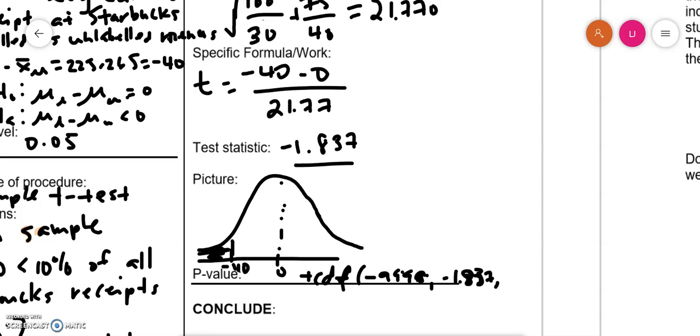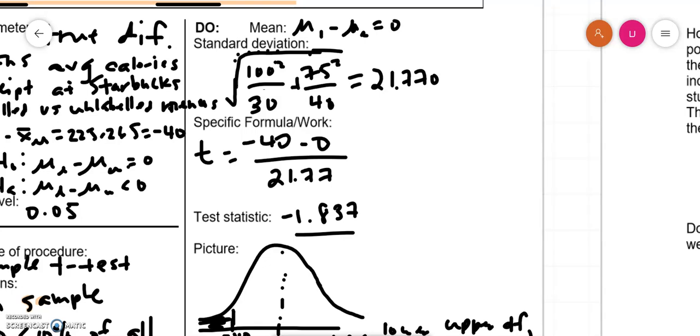But since we have 2 different sample sizes, you always want to go with the smaller one. So we get that smaller degree of freedom, which will be 29. And remember to label DF, lower, upper. This will equal, let's see, 0.0382.